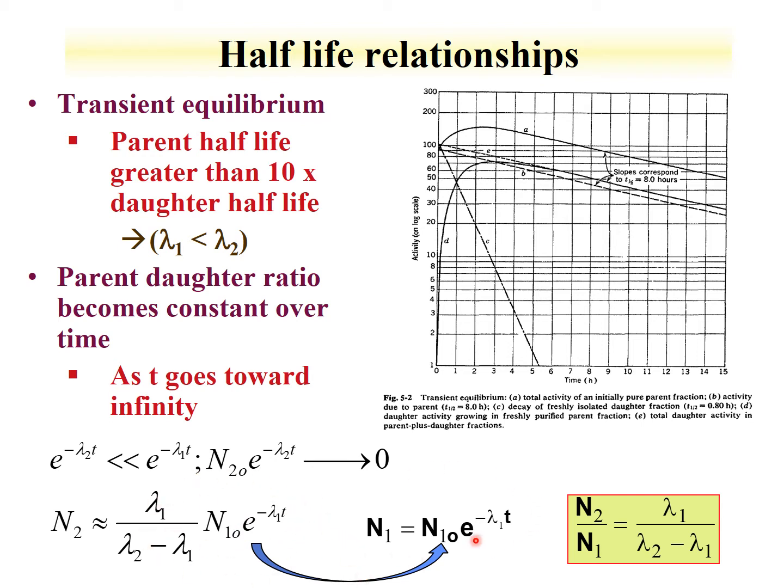It becomes this equation, and then we can just look at a ratio. This constant ratio is shown here, where this term is the ratio that is defining the ratio. So the ratio between the number of daughter atoms and the number of parent atoms at equilibrium is equal to a ratio of the parent decay constant over the difference between the daughter and the parent decay constant.